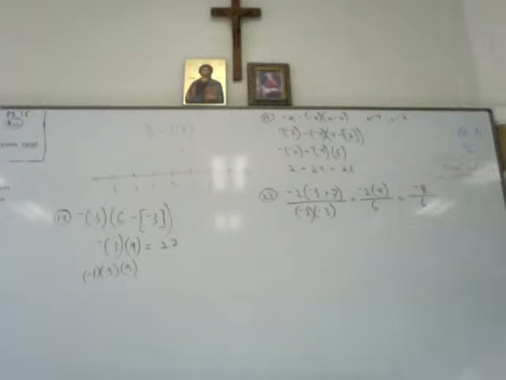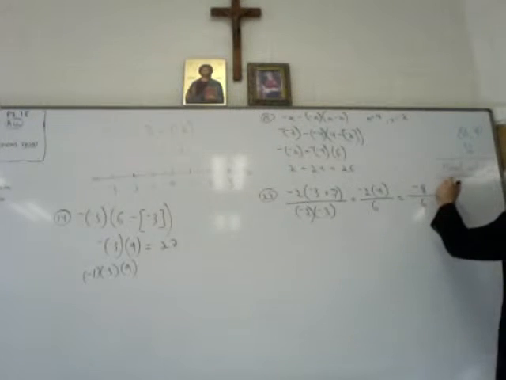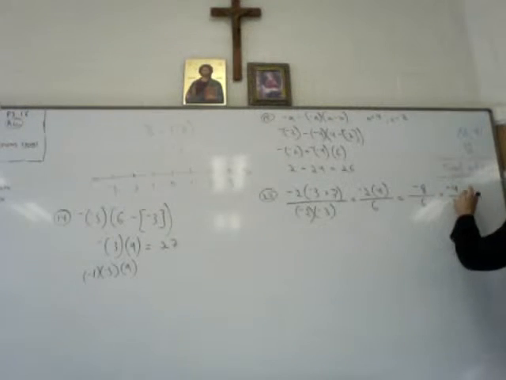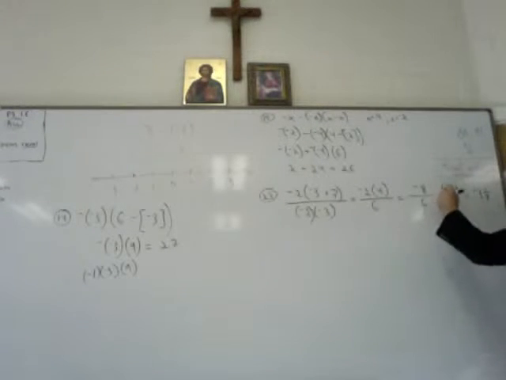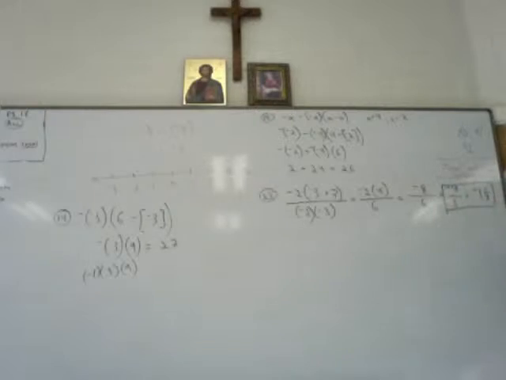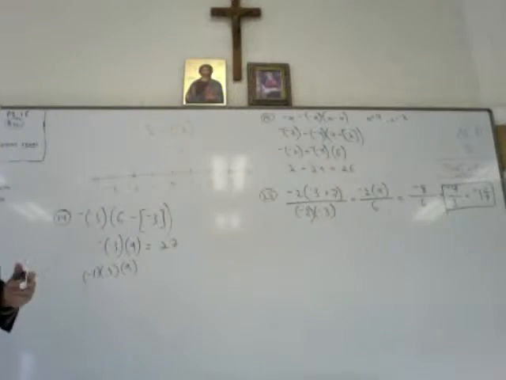What can we do with negative 8 over 6? We can divide both by 2. What do we get? Negative 4 over 3. We could also write that as negative 1 and 1/3, as an improper fraction or as a mixed number. Either one of those is fine for my class.